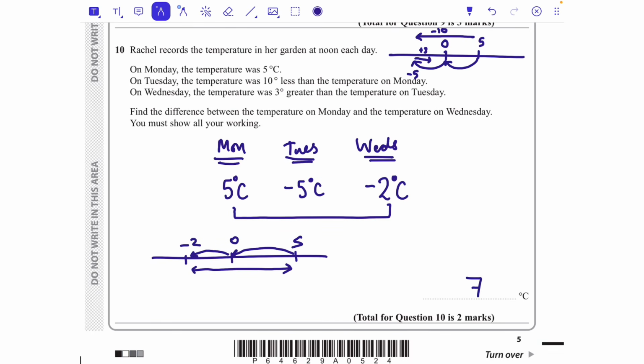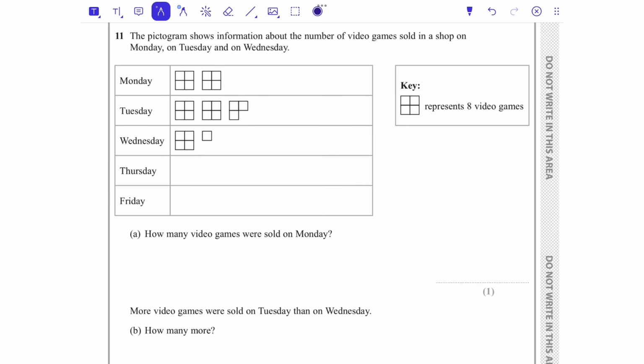So the total difference is 7 degrees C. The pictogram shows information about the number of video games sold in a shop on Monday, on Tuesday, and on Wednesday. How many video games were sold on Monday? So we need to look at the key here.